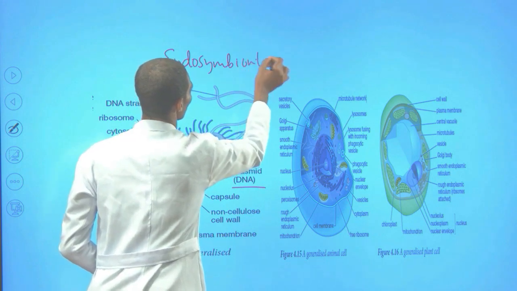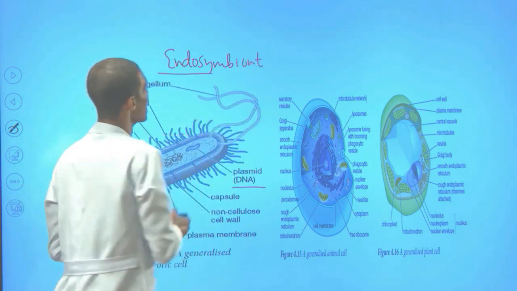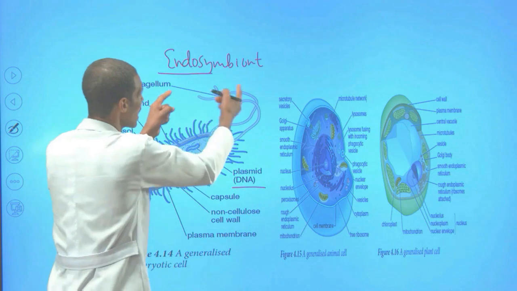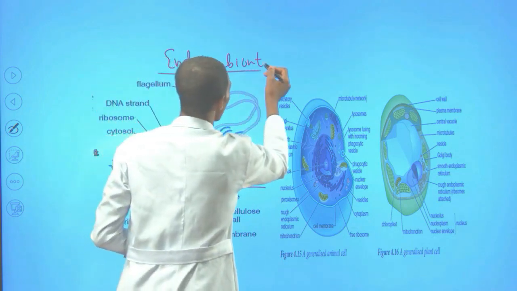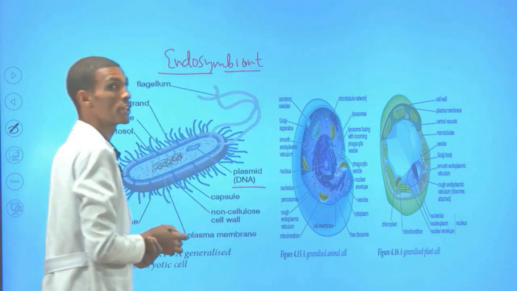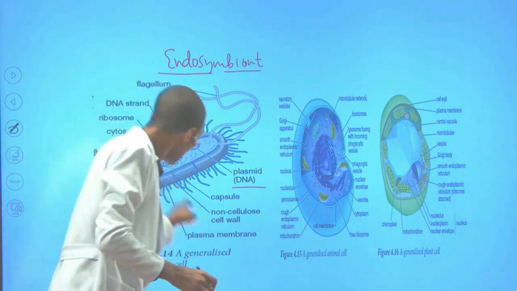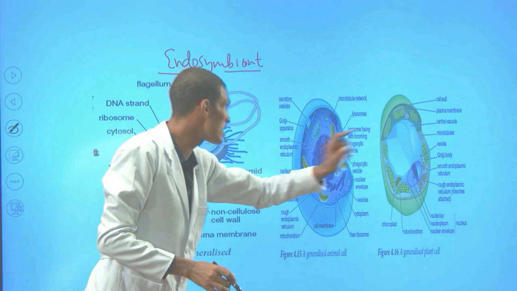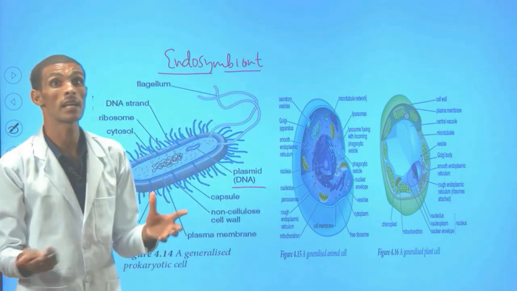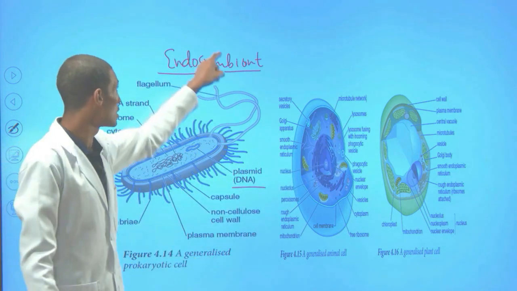Endosymbiont. When organisms internally depend on one another and interact, larger life can be formed. Endosymbiont theory: bacteria are a basis that can evolve into plants and animals when they internally depend on one another. This theory is said to be the endosymbiont theory.